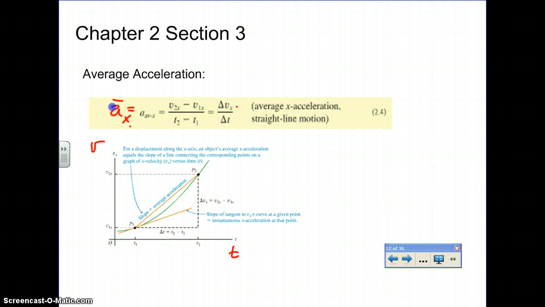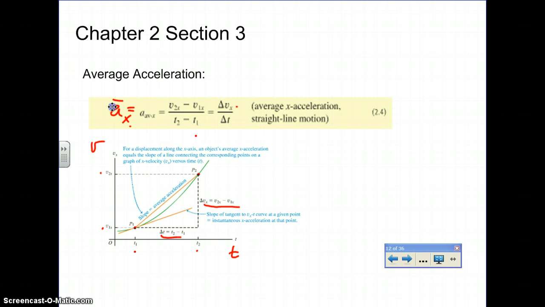If you just find any 2 points on that graph and find the slope of the line between those 2 points, you're looking at the average acceleration. You're looking at the difference between the starting velocity and the final velocity, which is your change in velocity, and the difference between your starting time and your ending time, which is your change in time. And then you can use the equation to figure out the average acceleration.